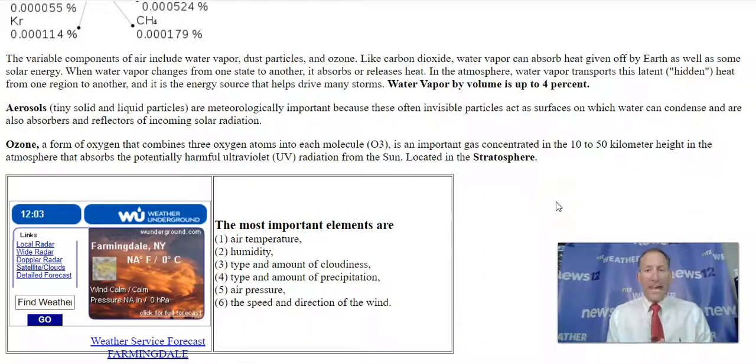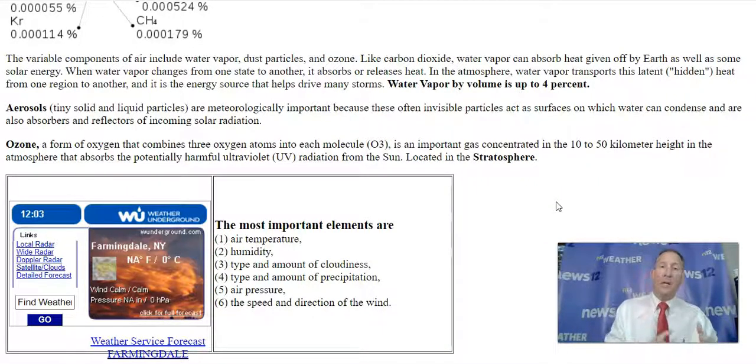As we look at these gases in the atmosphere, you can see we have a lot of variable components. Water vapor by volume makes up around 4%. There's this little hidden heat that's in the atmosphere. And we also look at aerosols and ozone. So a lot of these invisible particles trap energy, which makes the Earth warmer. So scientists are always looking at, are these numbers increasing over time?